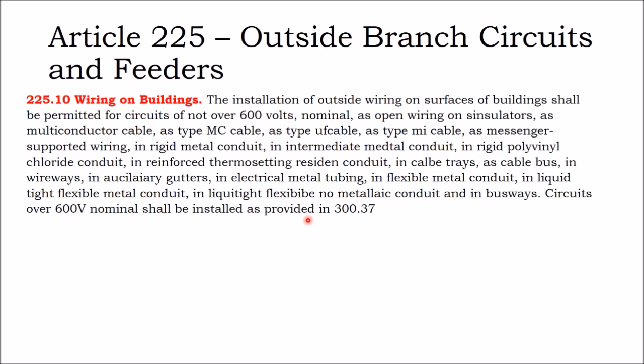Article 225, outside branch circuits and feeders. We have 225.10, wiring on buildings. The installation of outside wiring on surfaces of buildings shall be permitted for circuits of not over 600 volts nominal. So here's the infamous 600 volt limit on the outside surfaces of buildings. And so we say outside on the wiring of circuits of buildings, we can't be over 600 volts nominal.